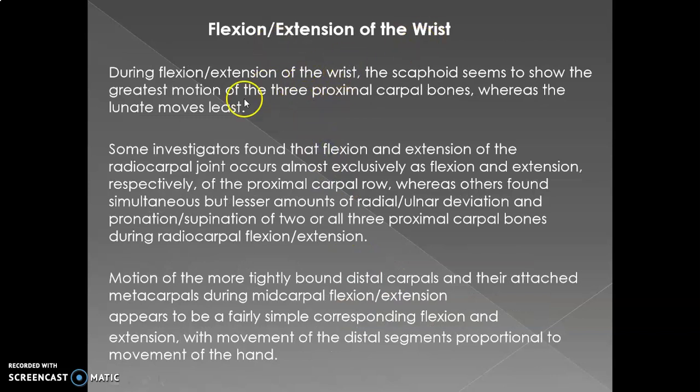Flexion and extension of the wrist joint. During flexion and extension of the wrist, the scaphoid seems to show the greatest motion of the three carpals, whereas the lunate moves least. So we have already gone through this. Now we'll go to the next area.